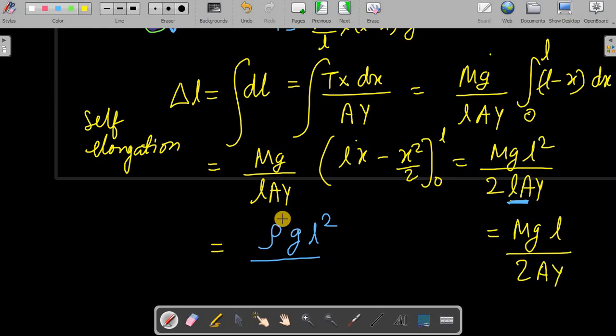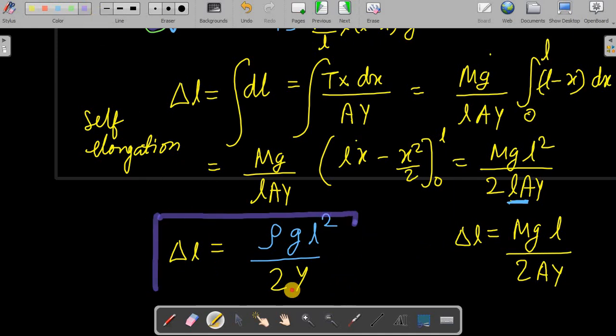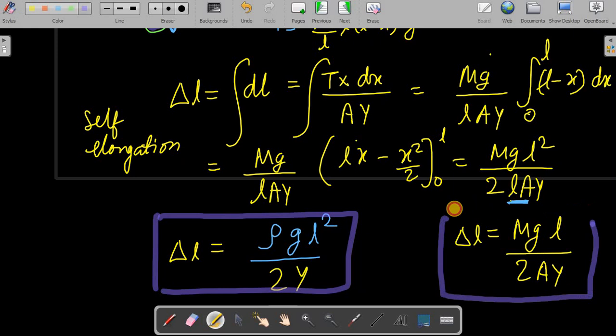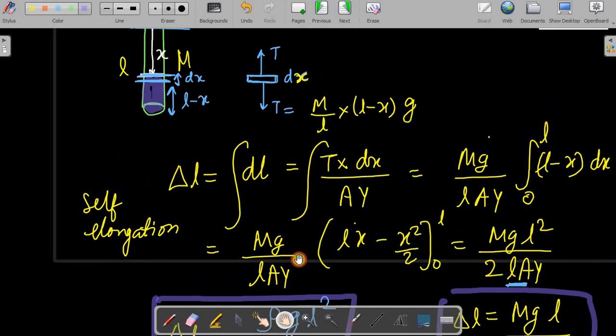But if I am going to write this in terms of linear mass density for the rod, linear we should not take because area we are considering here, it's like a cylinder. So area into length becomes volume, mass by volume becomes density, so density g L squared by 2 Young's modulus. Right, so self elongation can be calculated. Either you write this or this, anything is okay, in terms of density or in terms of mass. Self elongation is important to consider.